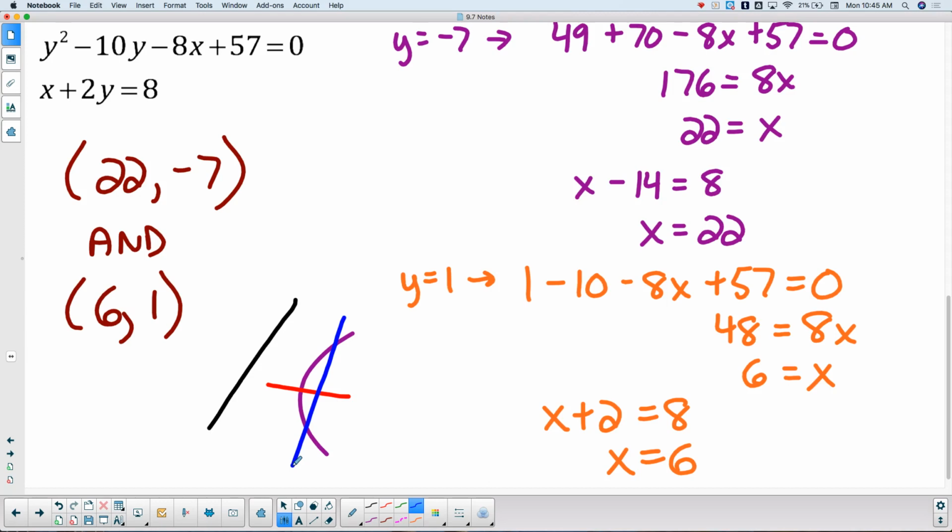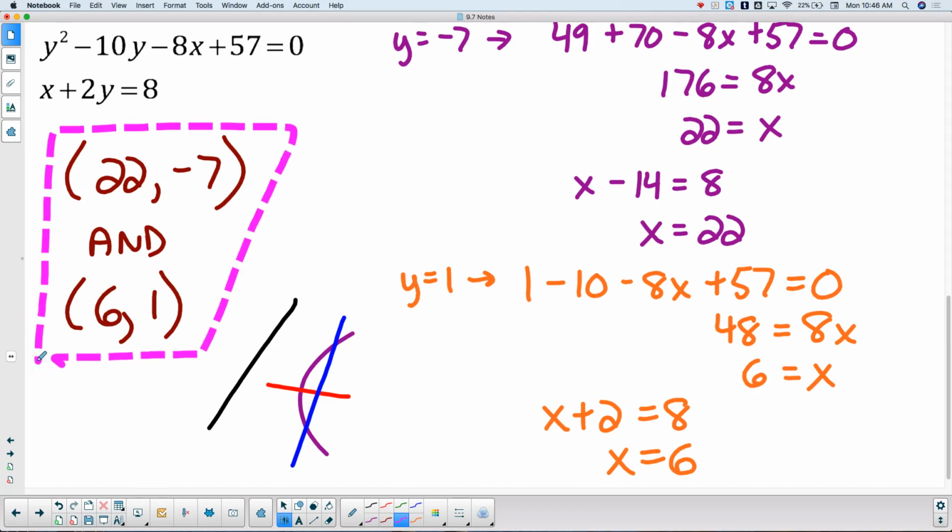So let's check it. Okay. 49 plus 70 is 119. Minus 176 is negative 57. Plus 57 is 0. 0 is equal to 0. 22 plus negative 14 is 8, and that's equal to 8. Okay. 1 minus 10 is negative 9. Minus 48 is negative 57. Plus 57 is 0. And 6 plus 2 is 8. So there are the answers.